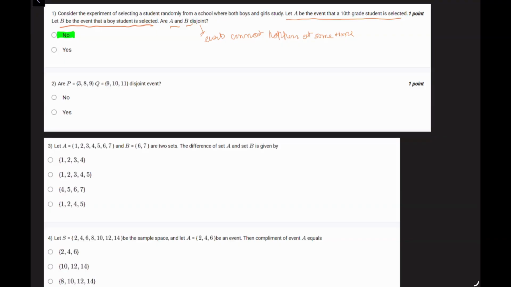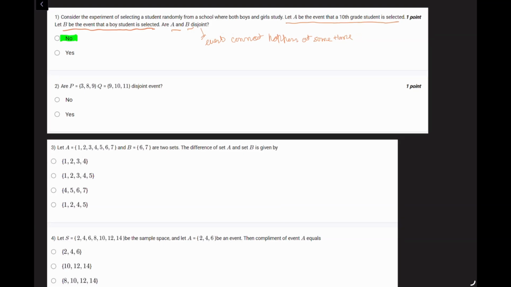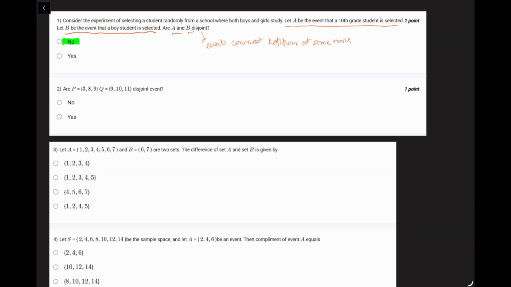Okay, let's move to the second question. Are P and Q disjoint events? Let's check it out. Ideally, when you look at these two sets, you will think that these events are disjoint, but these two events are actually not disjoint.